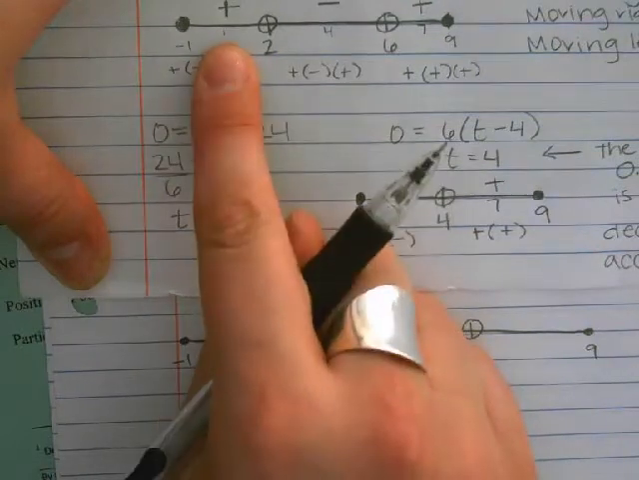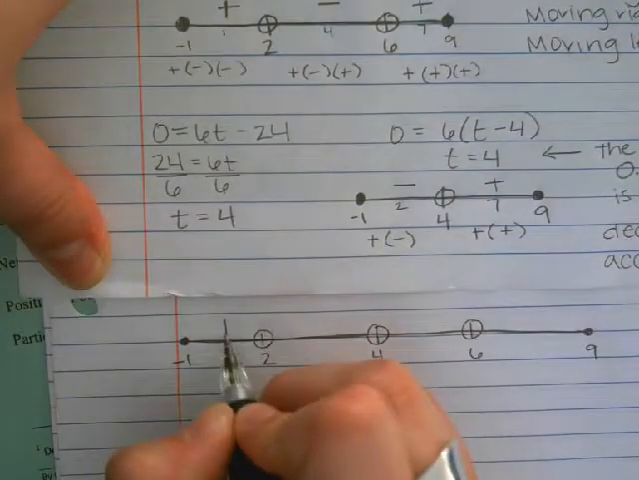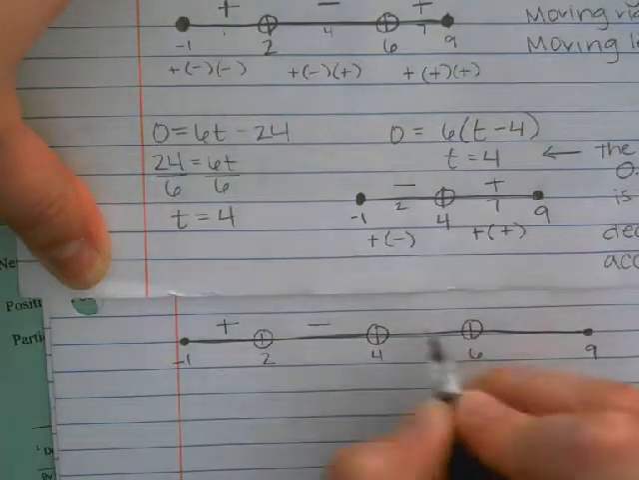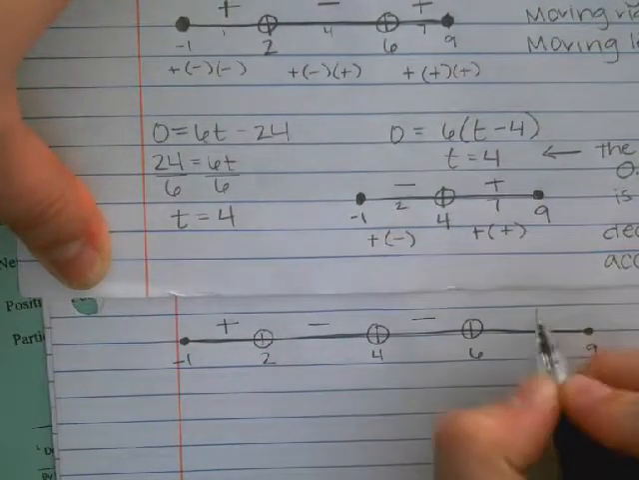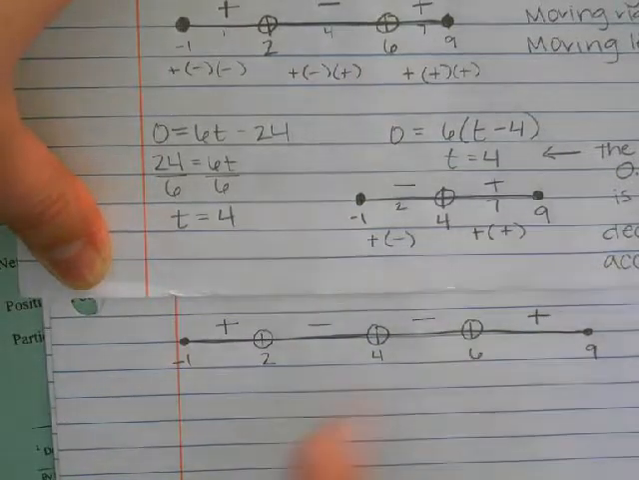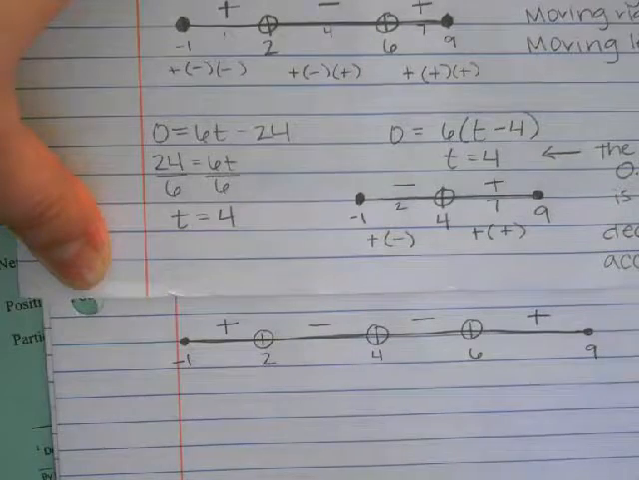So from -1 to 2 is positive. From 2 to 6 is negative. And from 6 to 9 is positive. You guys see how I did that? So I'm just taking all the numbers from velocity and all the numbers from acceleration, and I'm drawing them on one number line. Okay?